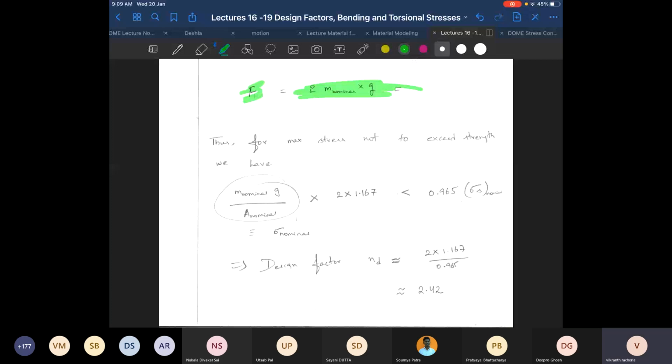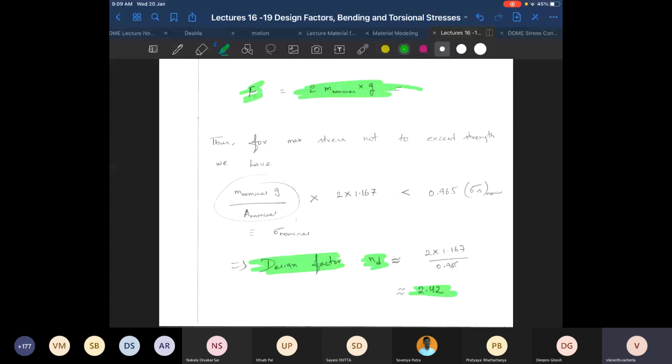So based on all the criteria, you will see that in this particular problem, the design factor ND will come out to be 2.42. So wherever you have an impact-like situation, you should consider a pretty good amount of design factor, as you have seen in this application.